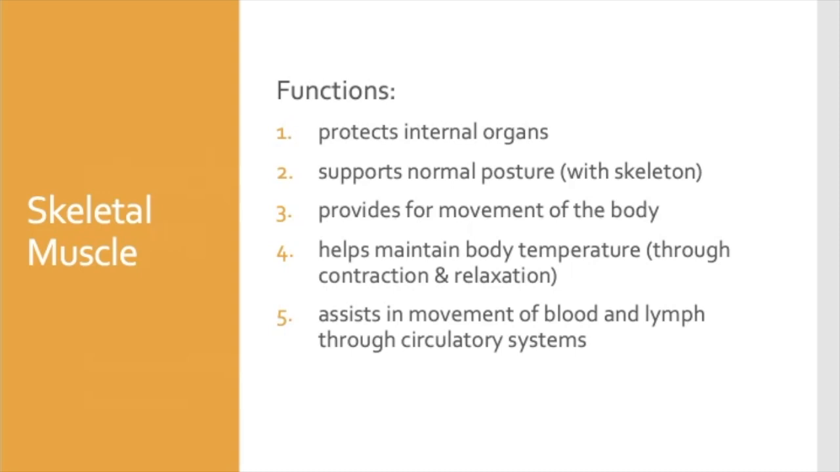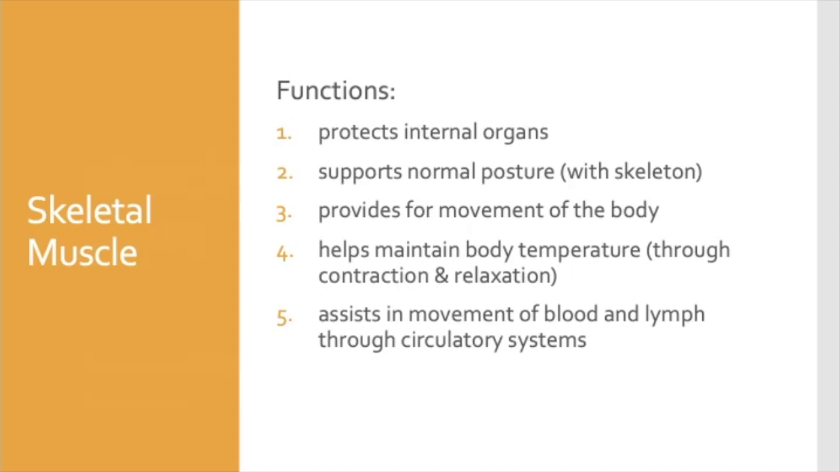The things that might not be as obvious to us are things like the fact that skeletal muscle helps protect our internal organs. Skeletal muscle is attached to our bony skeleton, and those two things together help protect the structures that are deeper inside of our body, all of our various internal organs. The other two things that skeletal muscle does for us, though, are helping to maintain our body temperature and helping blood and lymph fluids flow through the circulatory systems.